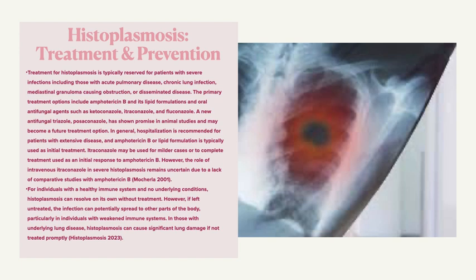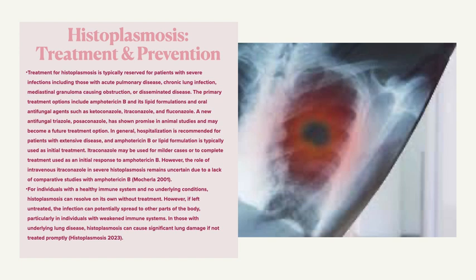Histoplasmosis treatment and prevention. Treatment for histoplasmosis is typically reserved for patients with severe infections, including those with acute pulmonary disease, chronic lung infection, mediastinal granuloma causing obstruction, or disseminated disease. The primary treatment options include amphotericin B, its lipid formulations, and oral antifungal agents such as ketoconazole, itraconazole, and fluconazole. A new antifungal, tri-conazole, has shown promise in animal studies and may become a future treatment option.